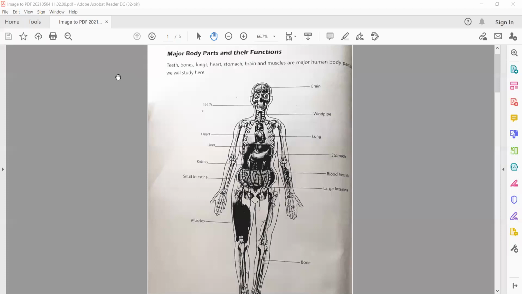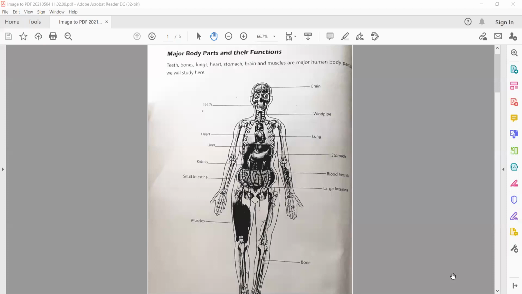Then the bones frame the shape of the body, give strength and support to the body, and the backbone helps you to stand straight. The muscles bring movement in the body. That is the body parts and their function. Now let's move to another topic. Another topic is teeth. Now we are going to explain all these body parts in detail.